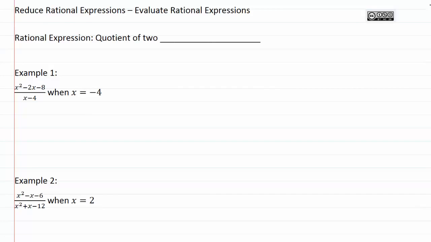Reduce rational expressions. Evaluate rational expressions. So a rational expression is the quotient of two polynomials. Remember that a polynomial is any expression that has more than one term. And a quotient is a division problem. So you're going to have a polynomial divided by another polynomial, which will end up looking like a fraction.